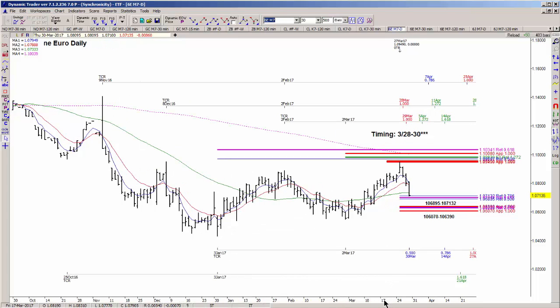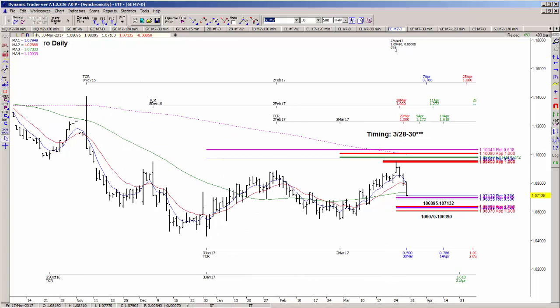So, one of the things that I like to watch are timing cycles, okay? And I did find that we had a confluence of timing cycles for a possible high in the euro between the 28th through the 30th.